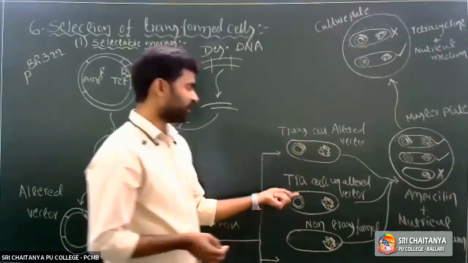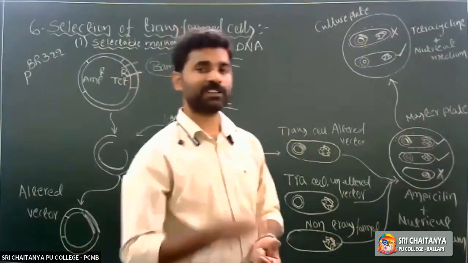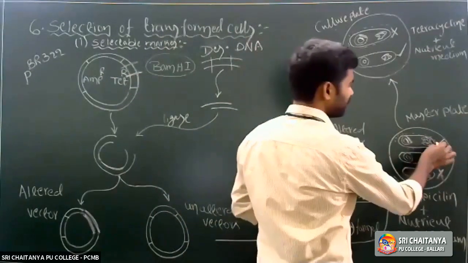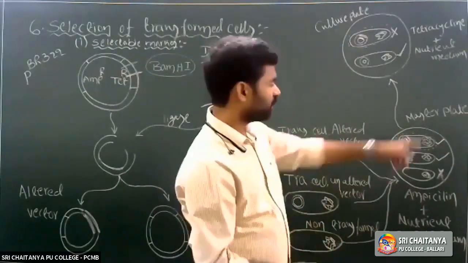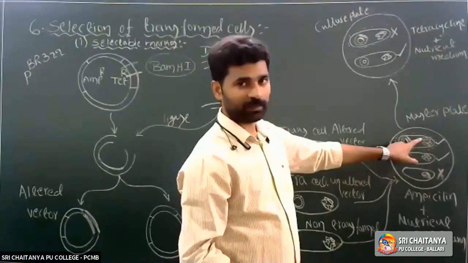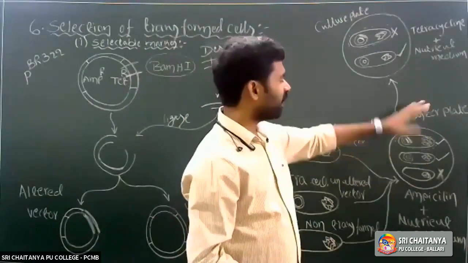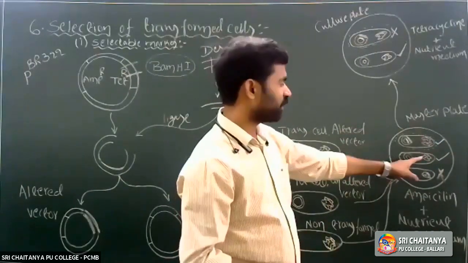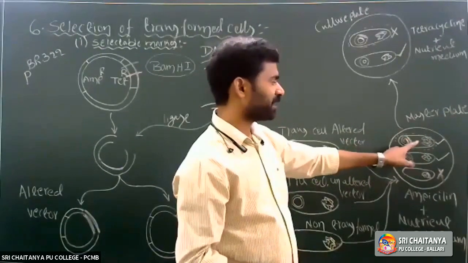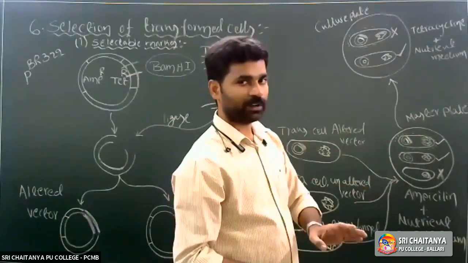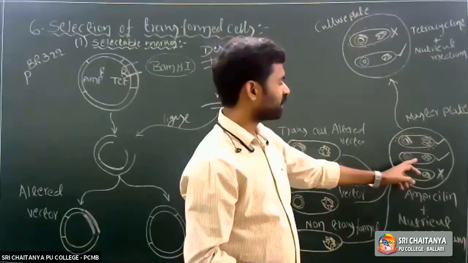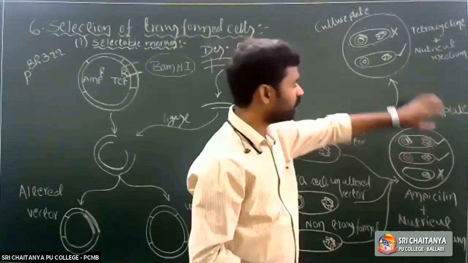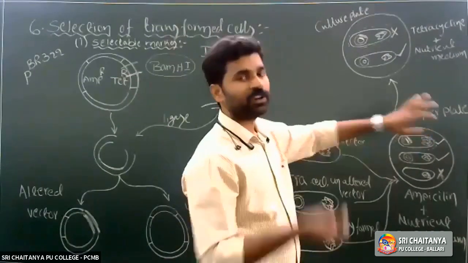Why? Because both transformed cells exhibit ampicillin resistance capacity. Right. But we need recombinant cells among the transformed cells. Both of them are transformed cells, but we need only recombinant cells, right? So how will we separate recombinant cells from the non-recombinant cells? Both of them are transformed cells. A cell containing an altered vector is considered a recombinant cell. A cell containing an unaltered vector is called a non-recombinant cell. We require only recombinant cells, right? So how will we separate them?